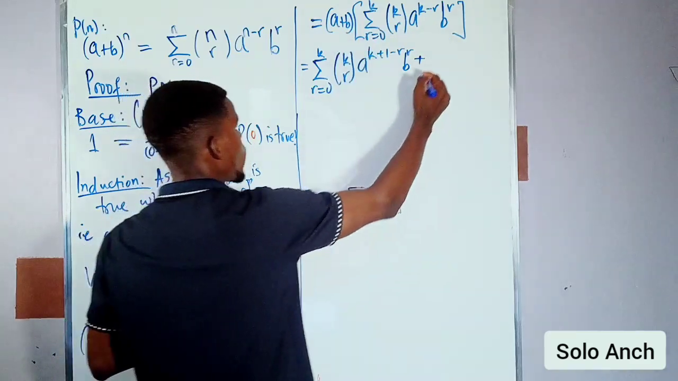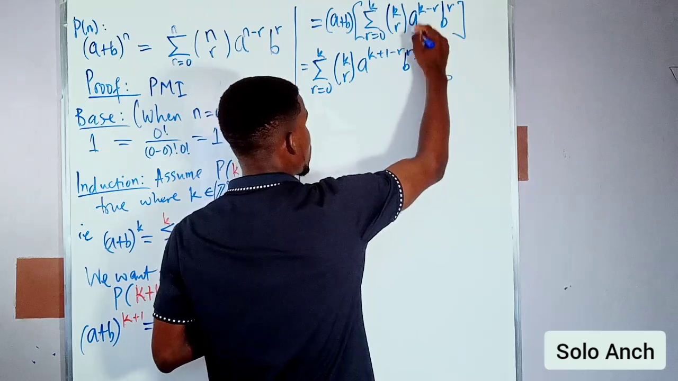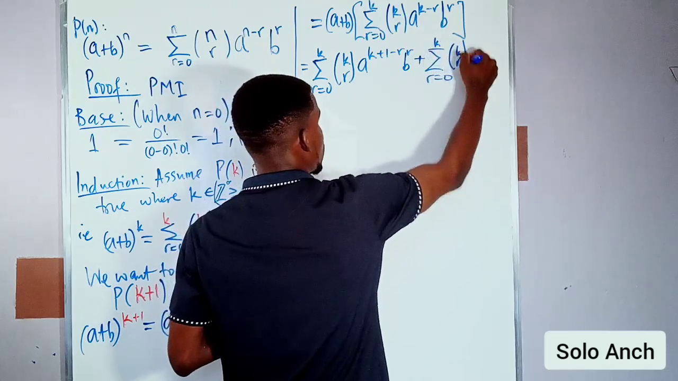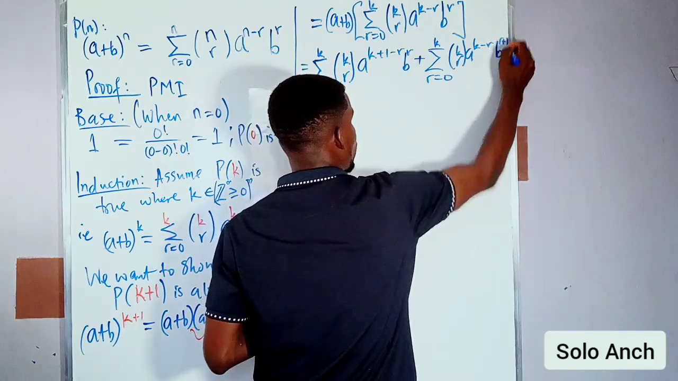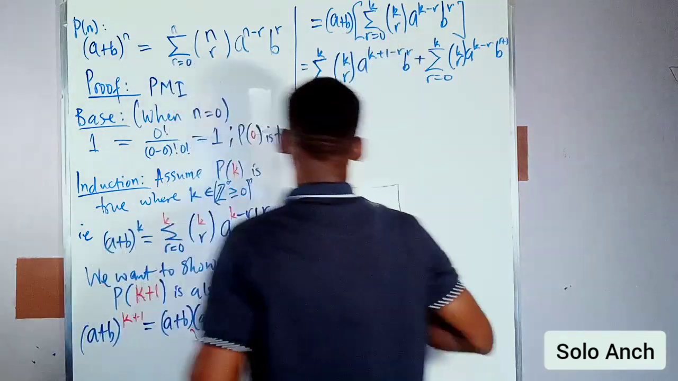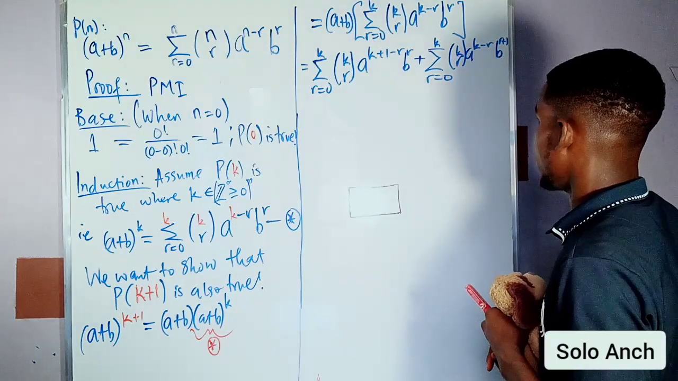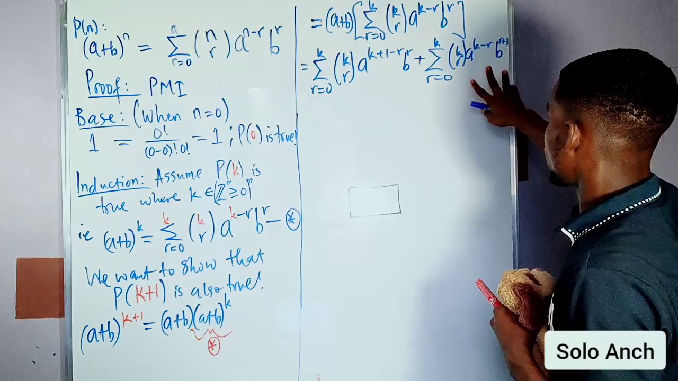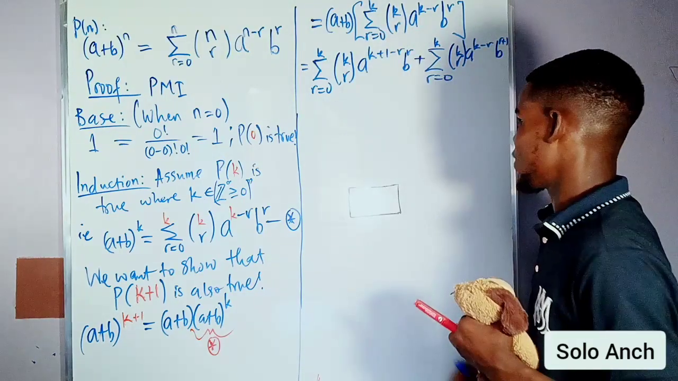Then we distribute, so we also use b to multiply. Similarly, for the one with b, this will be k choose r, a raised to the power of k minus r, then b raised to the power of r plus 1. Good, that's because we've increased the power of b by 1. Okay, so let's see what we can do next from here. What I will do here is try to combine these two sums again. I mean, why did we even scatter it, right?